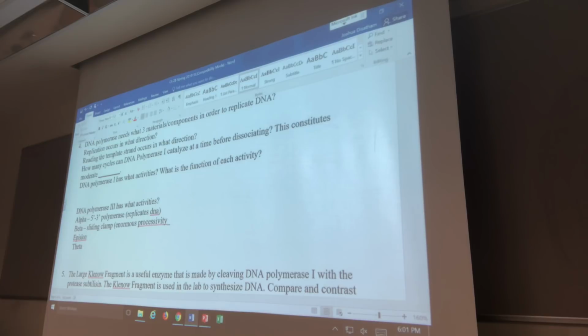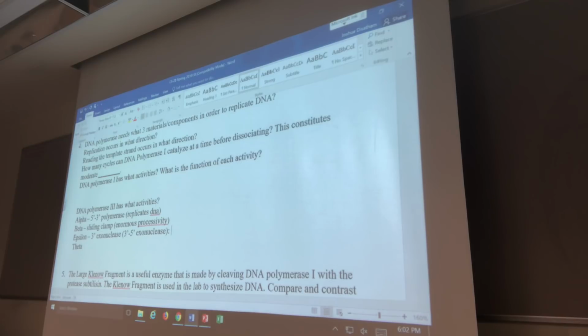Basically, what this means is DNA polymerase 3 is able to replicate tons of DNA without stopping. Epsilon, what activity does the epsilon subunit have? 3' exonuclease. Exactly, 3' exonuclease, which is sometimes also written as 3' to 5' exonuclease, so don't panic if you see answer choices written like this instead. It means the same thing.